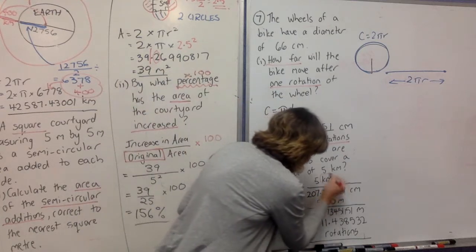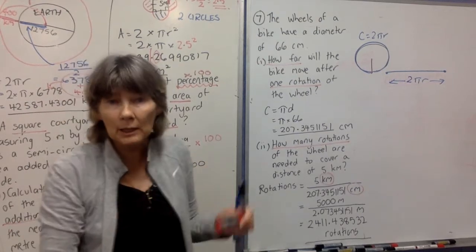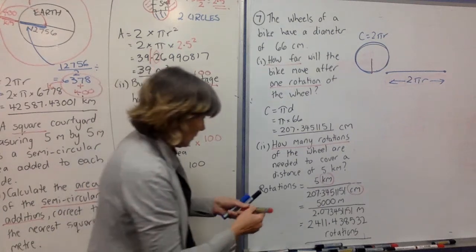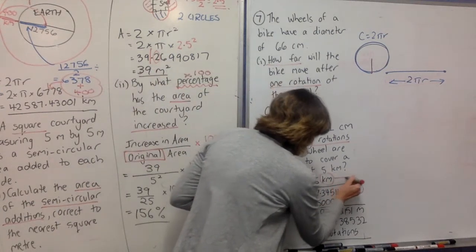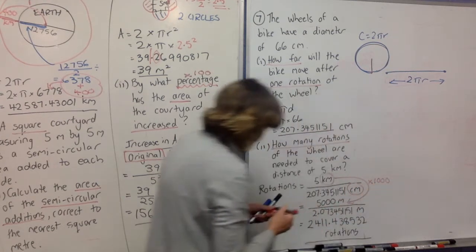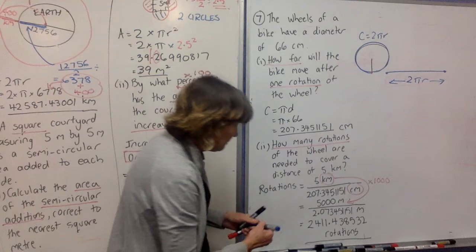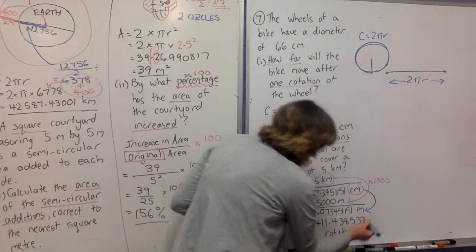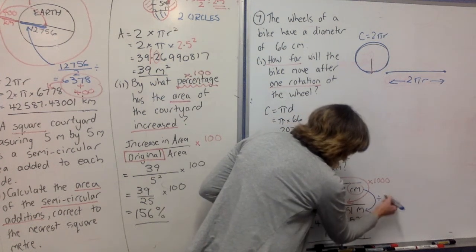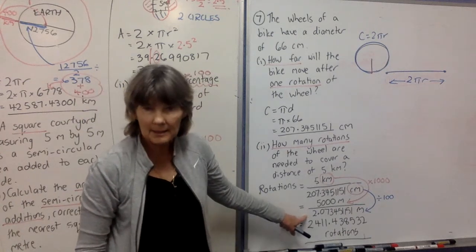I have to make sure these units are the same. You can do it in both kilometres or both centimetres, but I've decided to take them both to metres. So to go from kilometres to metres, I have to times by 1,000. So 5 times 1,000 is 5,000 metres for the top. On the bottom, I'm taking centimetres to metres. So I'm going to a bigger unit, so I'm dividing by 100, because there's 100 centimetres in a metre. And if I do that, I'm going to get that answer.